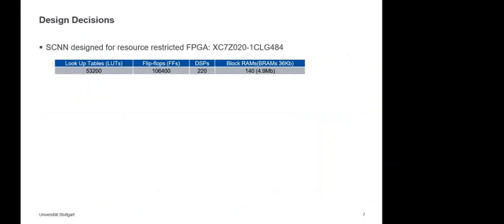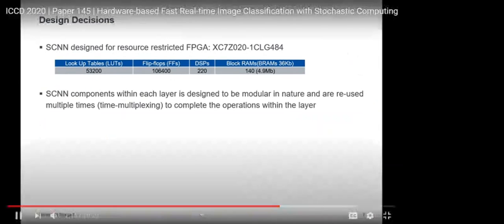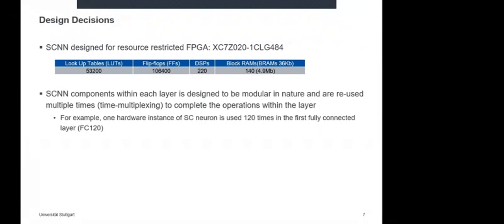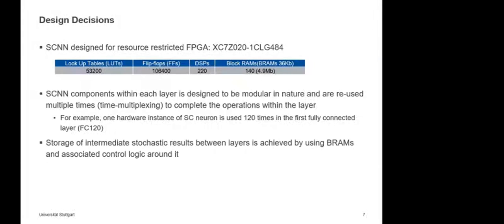Design decisions. The stochastic convolution neural network is designed for a resource-restricted FPGA with resources as shown. Certain components within each layer are designed to be modular in nature and are subject to time multiplexed operation within the layer to complete the operations of that layer. For example, there exists only one hardware instance of SC neuron in the first fully connected layer and it is used 120 times to finish the operation of that layer. Storage of intermediate stochastic results between the layers is achieved by using block RAMs and the associated control logic around it.